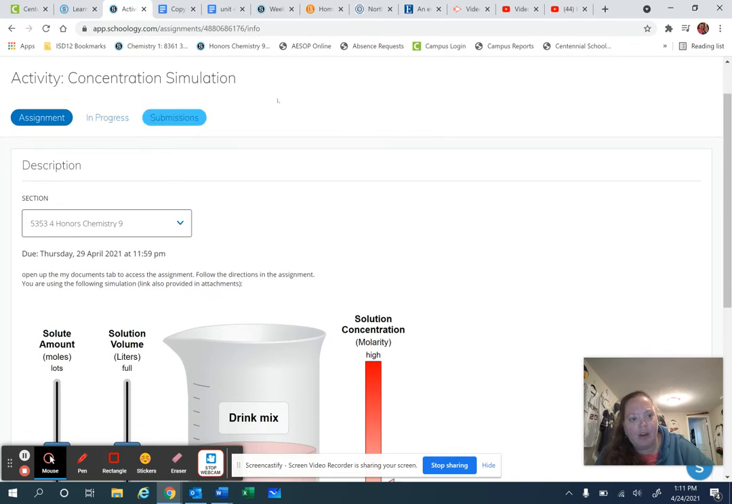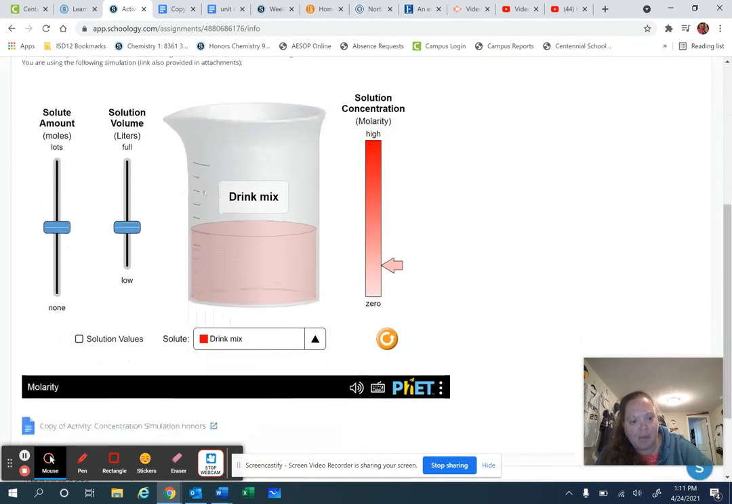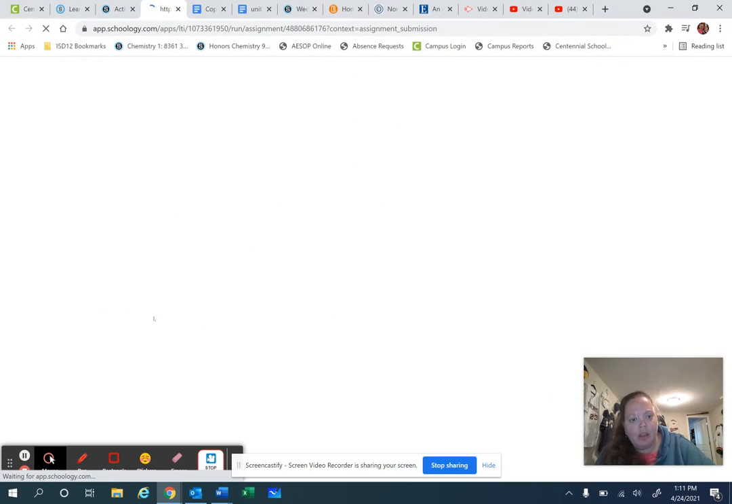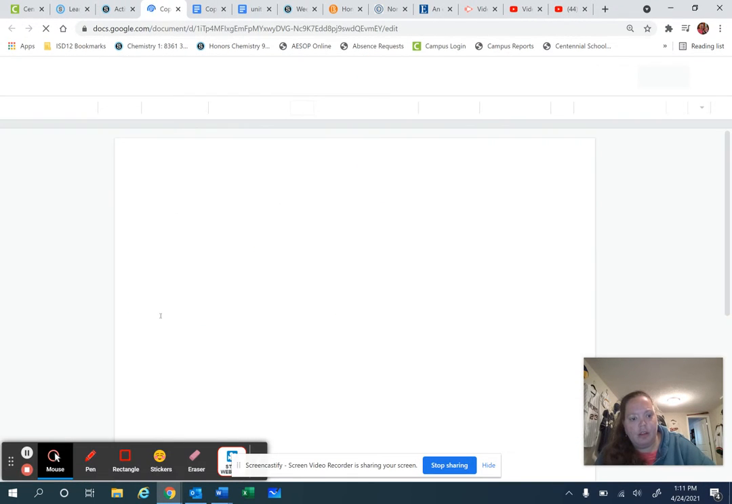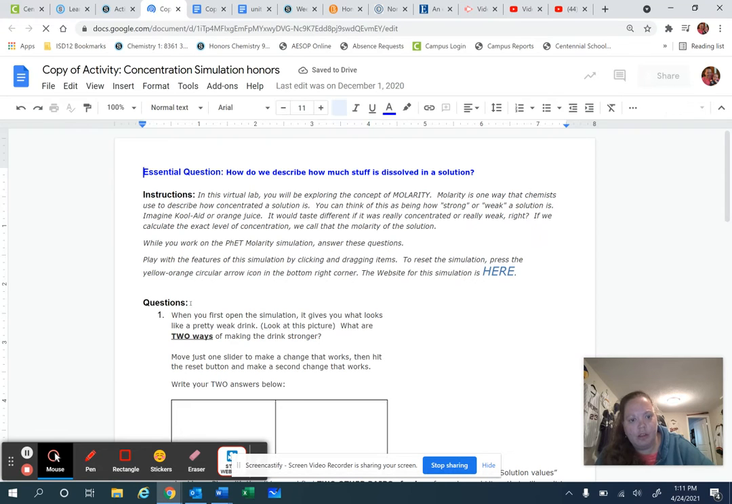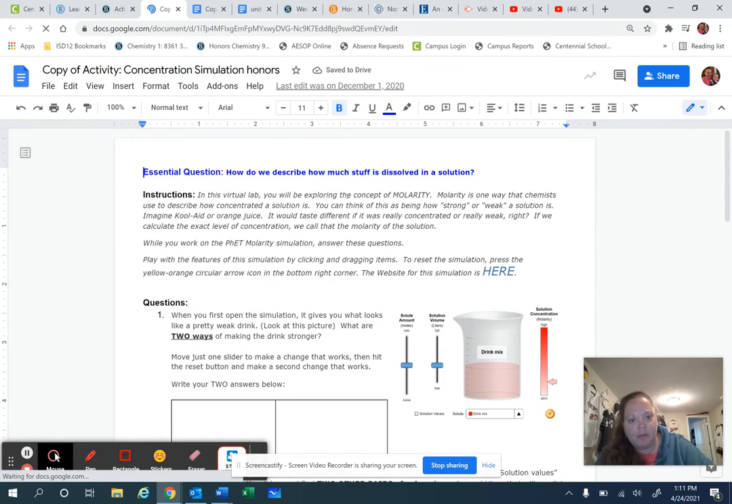So you're going to go ahead and open up your My Documents up at the top. Mine is down here at the bottom. But again, we're exploring the concept of molarity. Think about how strong or weak something is in terms of Kool-Aid and orange juice. Are you a person who follows the directions identically when you make Kool-Aid, or do you add a little bit extra and make it a little bit more concentrated? How could we numerically define that?